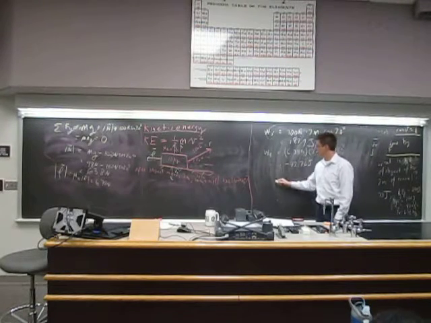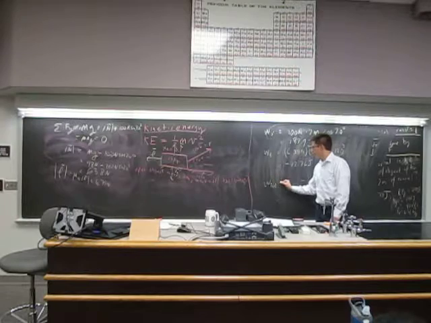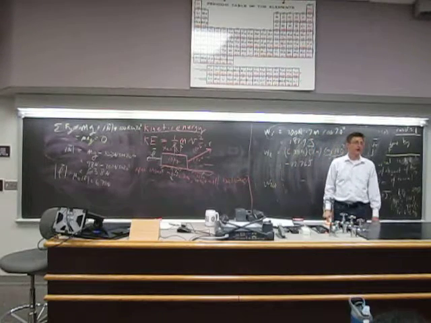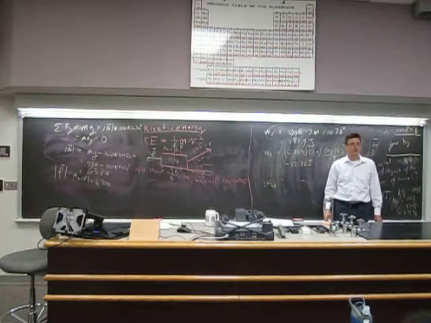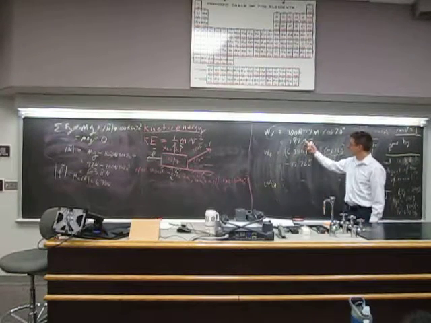All right, so the total work is the sum of the work done by all the forces. The gravity force and normal force aren't doing anything. So I just add these two things together.